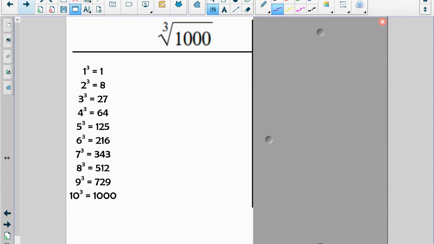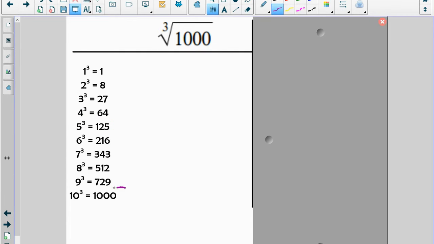So our goal today is to be able to simplify cube roots. Now, sometimes, like in this example, the cube root of 1,000, we look at our list of perfect cubes down the side. So 1, 8, 27, 64, 125, and so on. Those are all perfect cubes because they're the result of multiplying a number by itself 3 times. For example, 5 times 5 times 5 is 125. So 125 is a perfect cube.